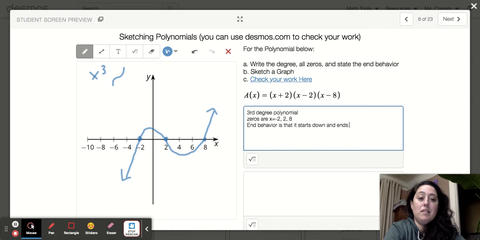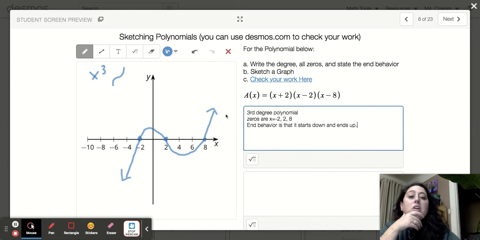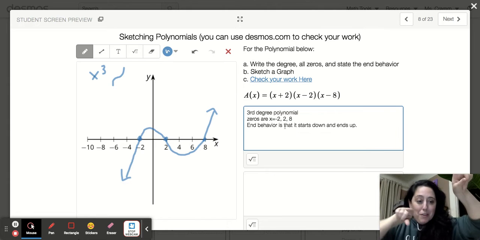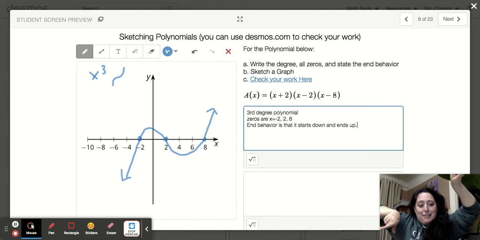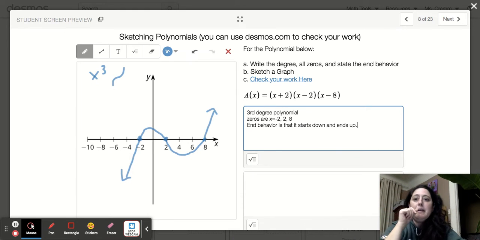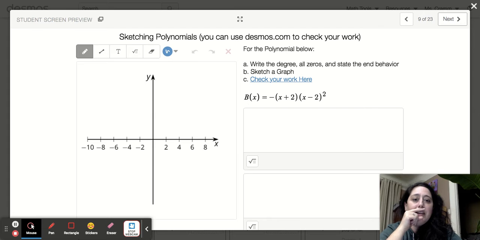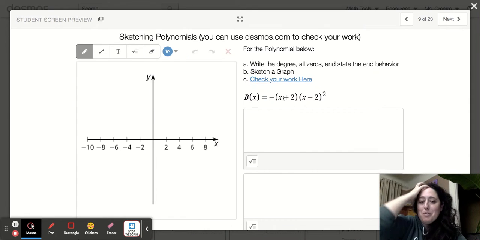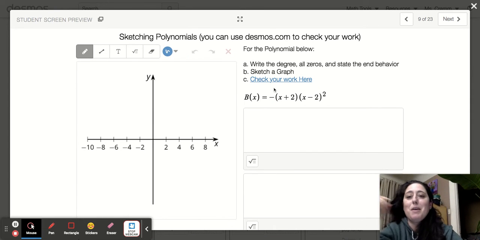And ends up. Okay. So yeah, the end behavior is just on either end of it, right? So we're saying start, but on either end, what does it look like? Okay, so this is similar. And just remember, actually, I will do this. I always say I won't do all of them, but then I want to do all of them.